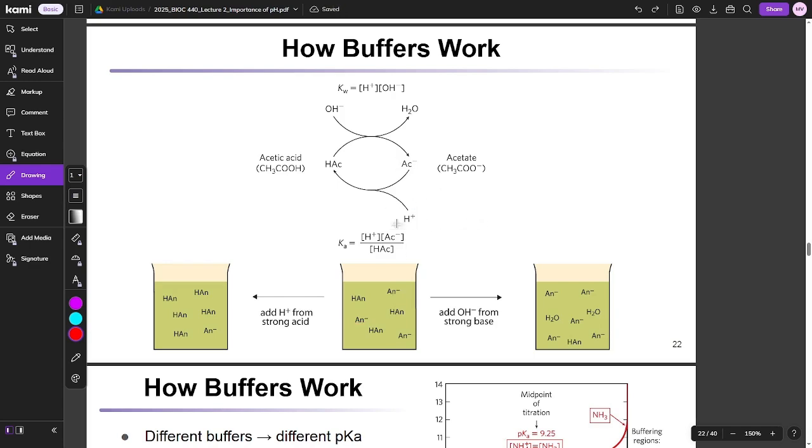Similarly, instead of adding H+, if we add OH- instead, now we can go the other way. You add a strong base, and what's going to happen is you're going to deprotonate all of these, and you see we have more minuses here. But because this is, again, a weak acid, weak base, it doesn't really matter if you deprotonate it. By deprotonating it, it doesn't really change the pH by that much.